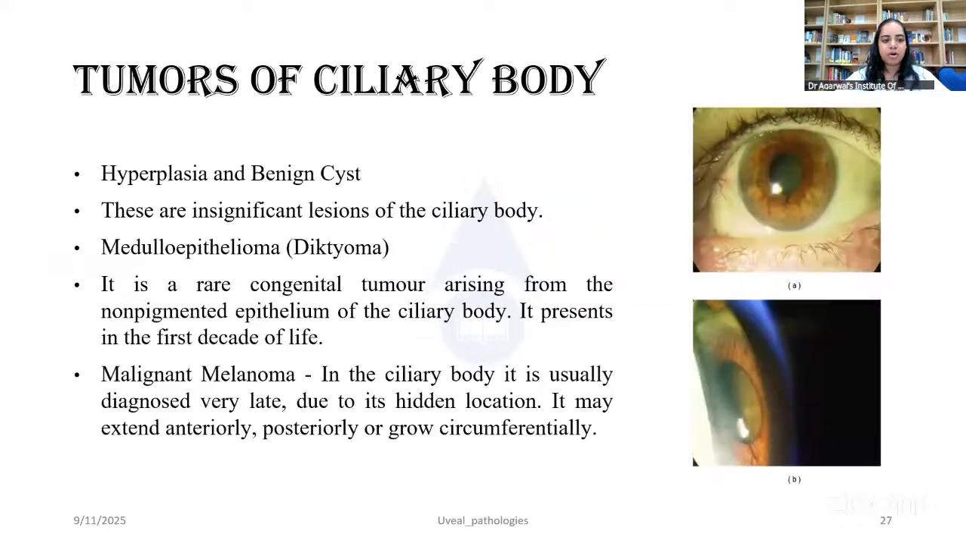Tumors of the ciliary body: hyperplasia and benign cyst. These are insignificant lesions of the ciliary body. Medulloepithelioma is a rare congenital tumor arising from the non-pigmented epithelium of the ciliary body. It presents in the first decade of life. Malignant melanoma in the ciliary body is usually diagnosed very late due to its hidden location. It may extend anteriorly, posteriorly, or grow circumferentially.